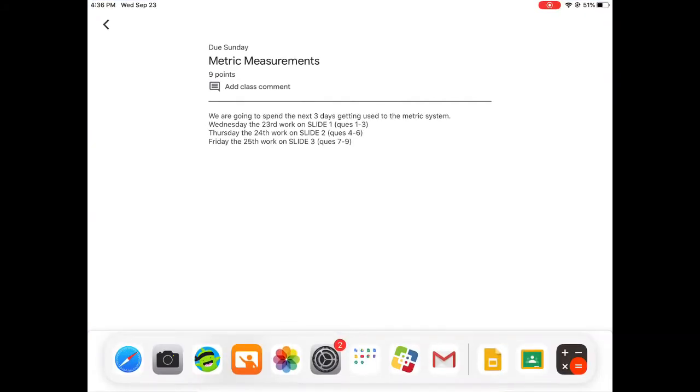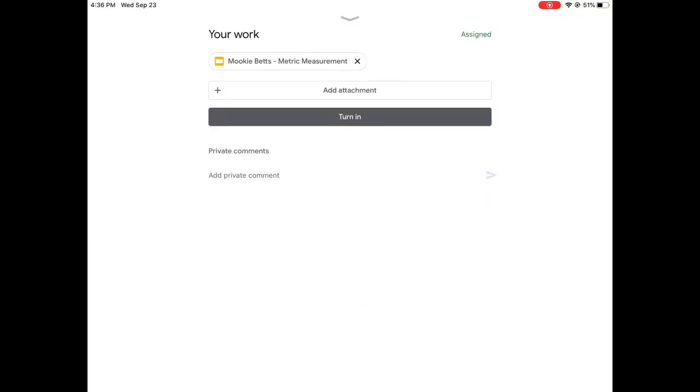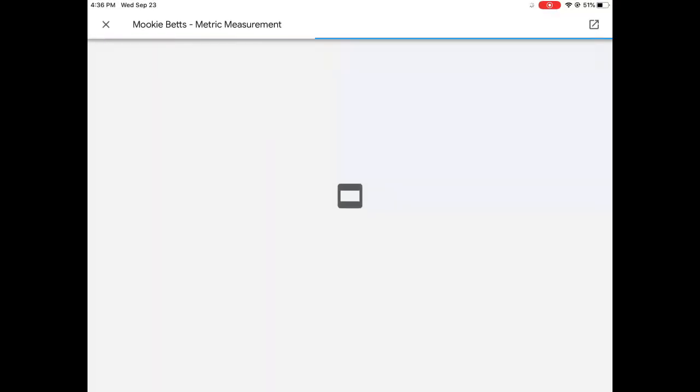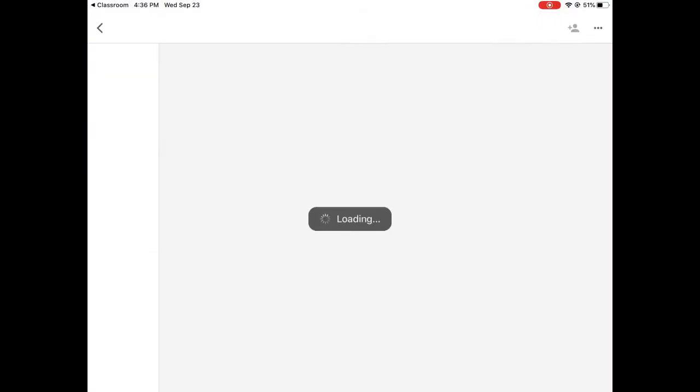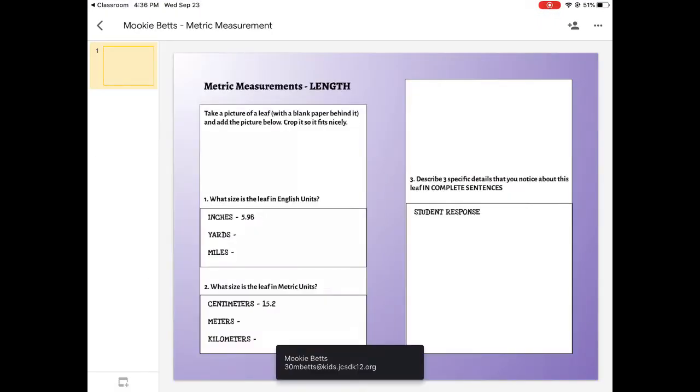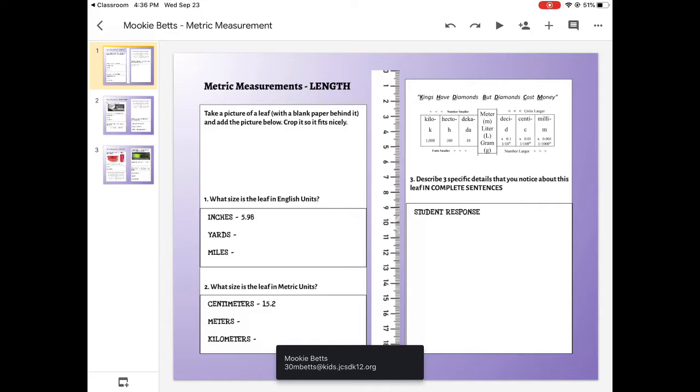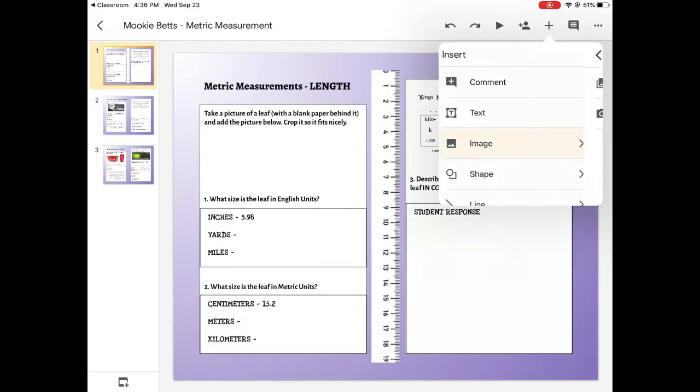So I'm going to go look at my work, open my slide, and remember when we started to open it, if you're using the iPad like me, we're not actually in it yet. We need to push the square arrow in the right corner, and that'll open it in Slides. So the first thing we need to do is take a picture of a leaf. If you already have the image in your photos, that's fine. You hit plus, image, and then photos. Since I haven't got it yet, I'm going to go from camera.